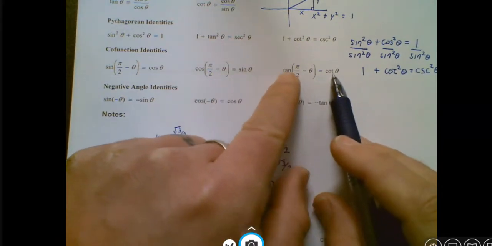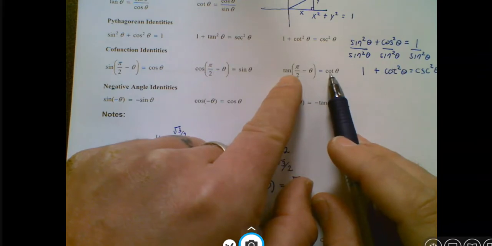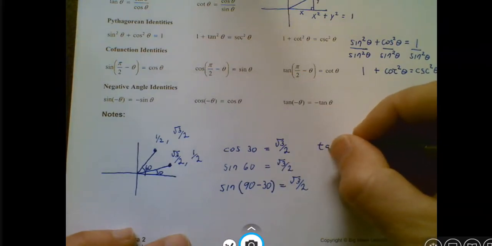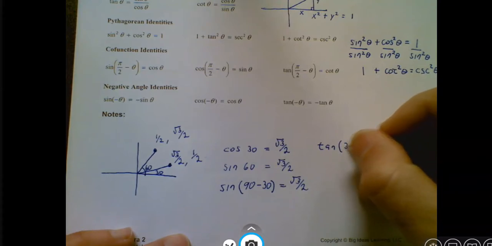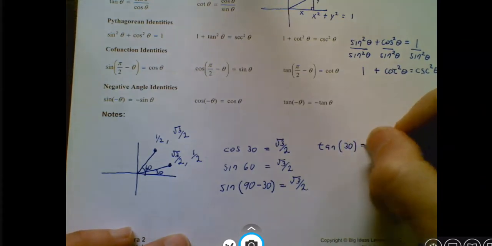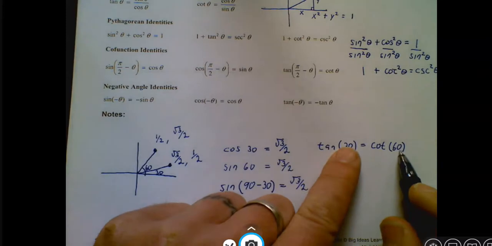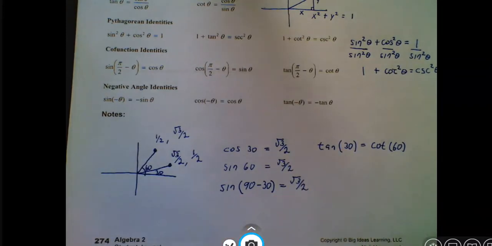The same thing works with tangent and the inverse of tangent, which is cotangent. Right? These guys are equal when the angles add to 90 degrees. So in other words, just to give you something with some real numbers in it, if I said the tangent at 30 degrees would have to equal the cotangent at 60 degrees. Right? So their angles add to 90, which is what makes them equal at that point.